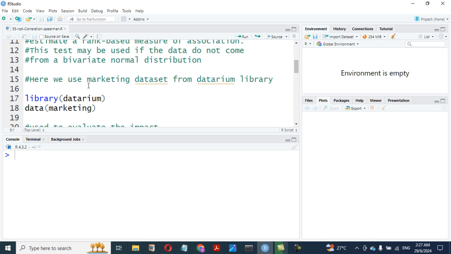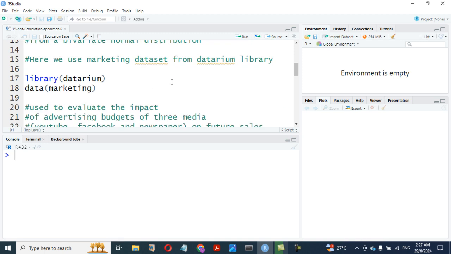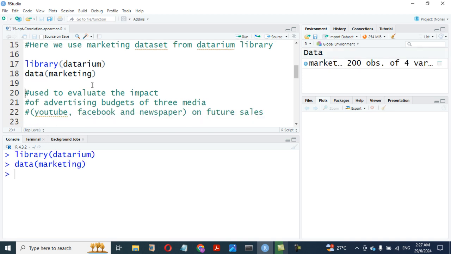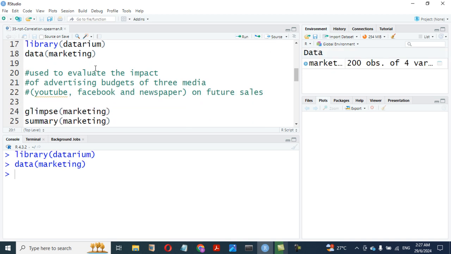All right. So we are going to use the same data set we used previously, and it's called the marketing data set from the Datarium library. So we just run the Datarium library and then the data set. So we call marketing. This marketing data set is used to evaluate the impact of advertising budget on three media, which are YouTube, Facebook, and newspaper, on future sales.